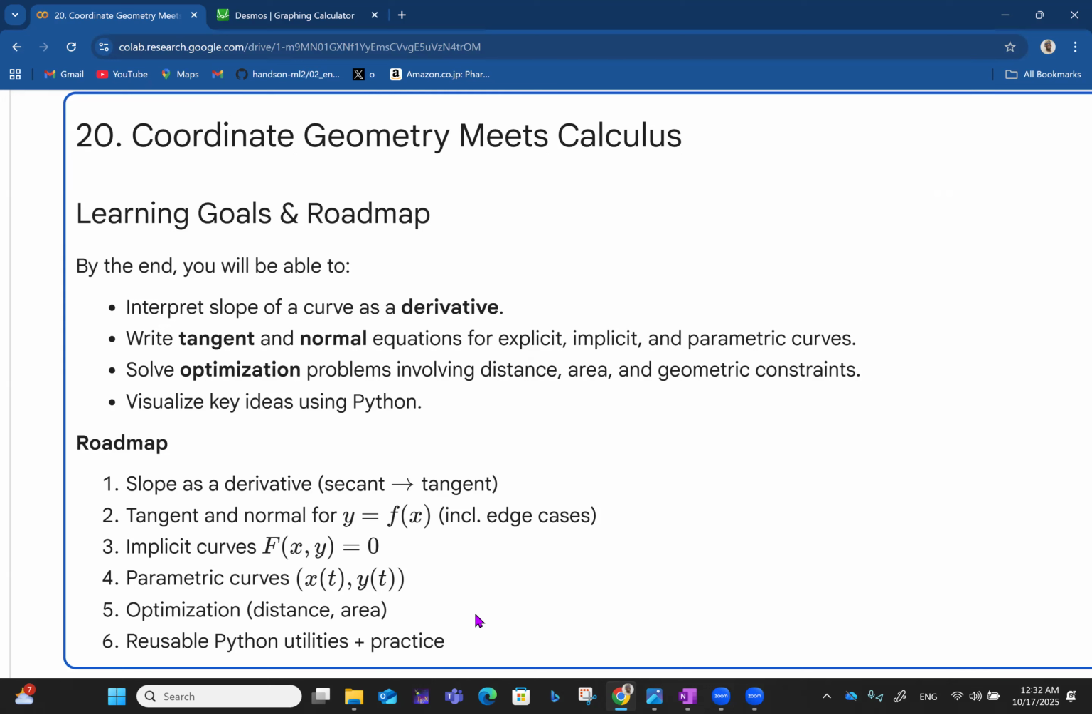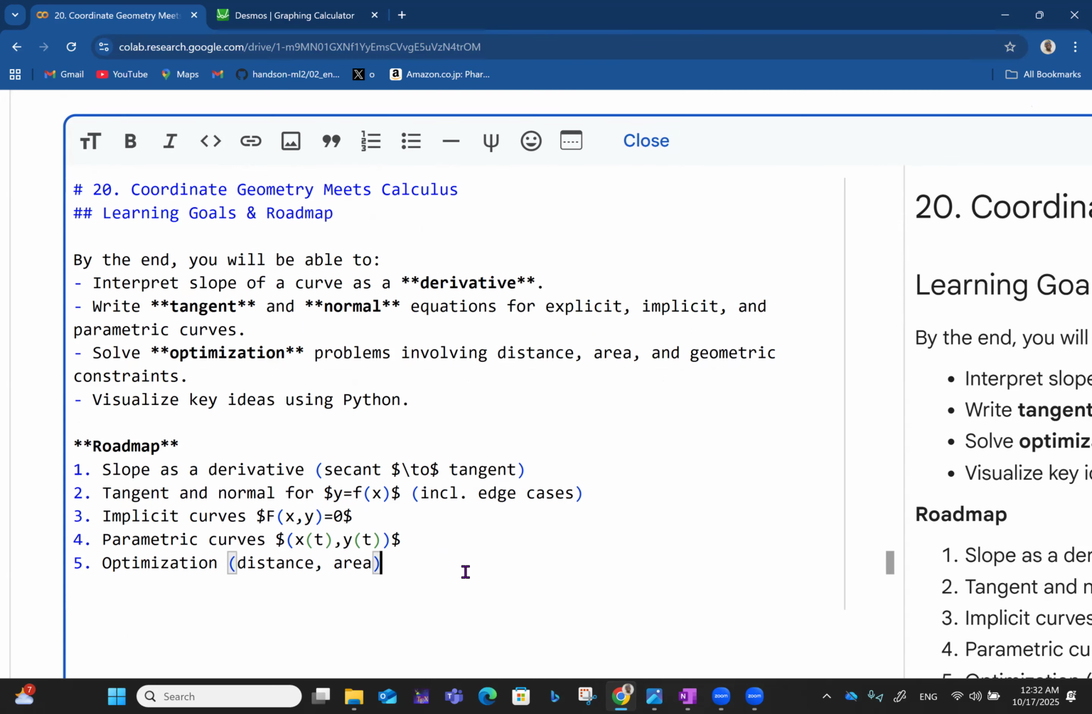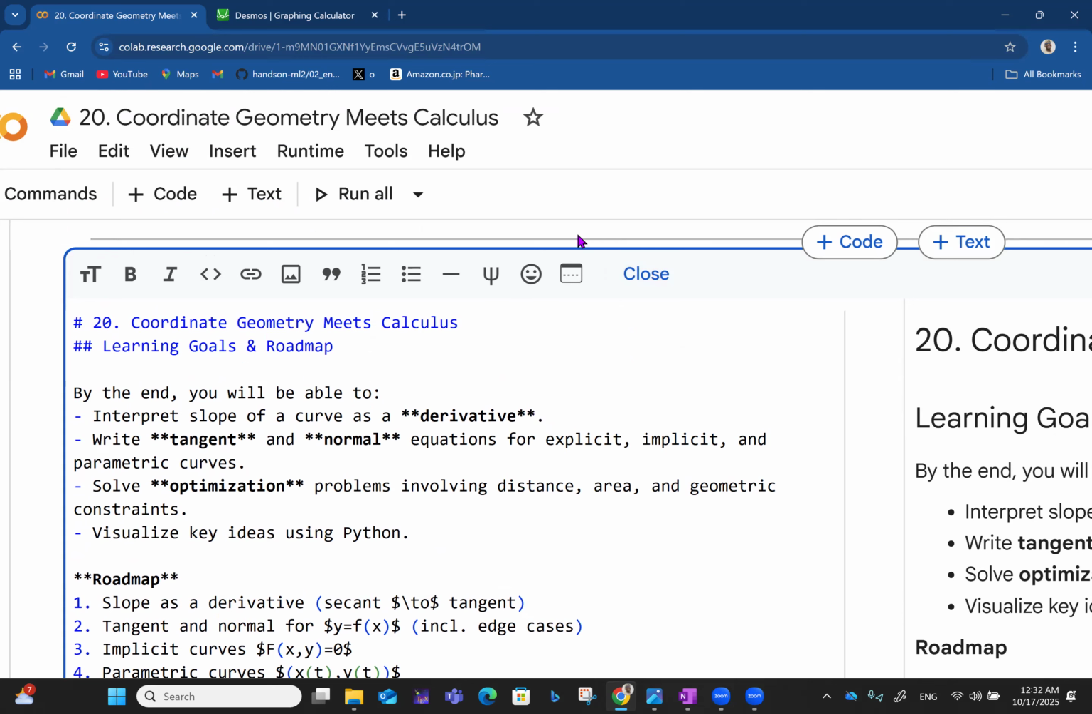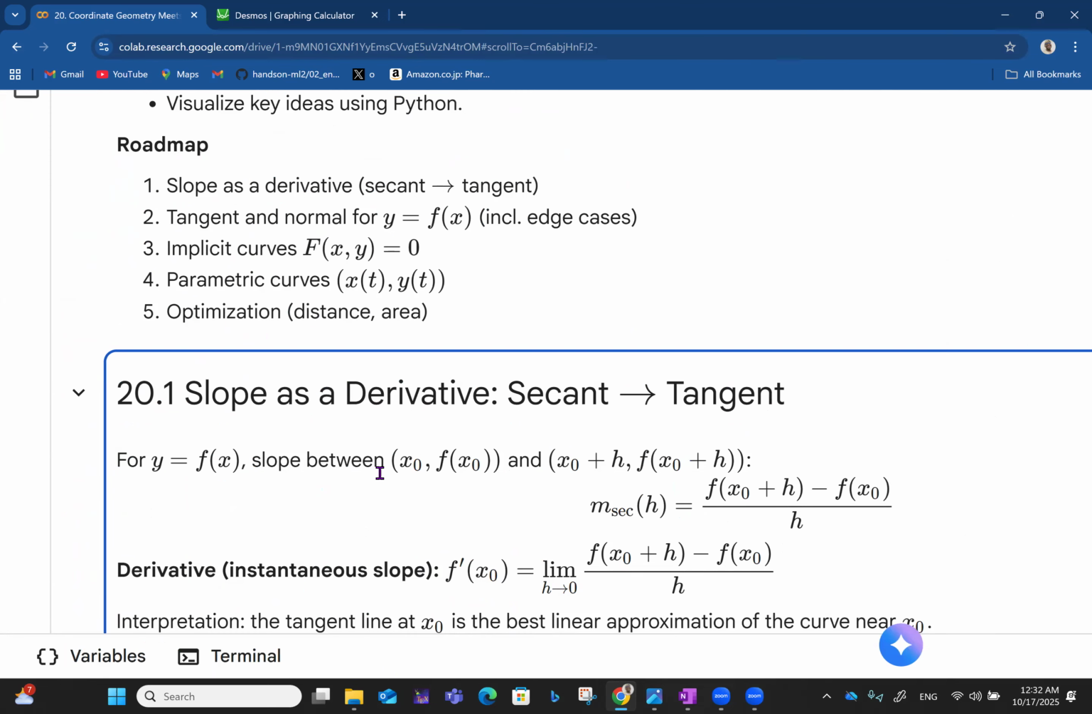Then we can have some reasonable Python utilities and practice. Well, I think I want to delete this last one. I think it's not necessary. It's more like what we did in the last video where we talked about some kind of automation. So I think it's not necessary to bother about that. Okay, so we have that.